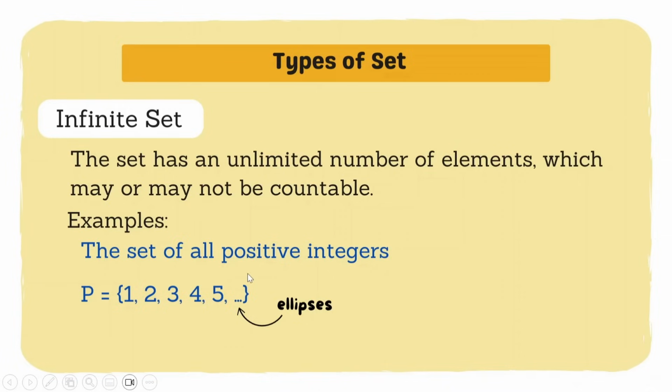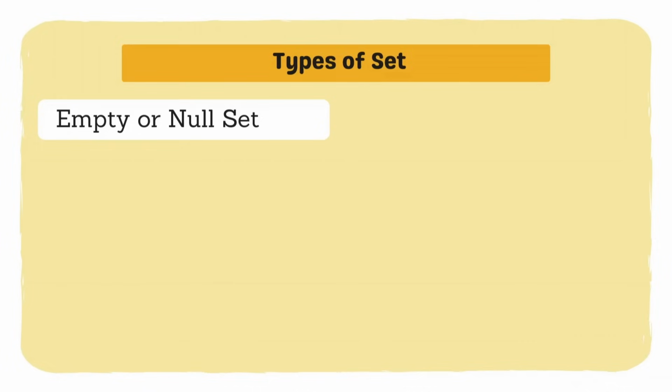Nabibilang ba natin lahat ng positive integers? Hindi po. Hanggang sa infinity na po yan. 1, 2, 3, 4, 5, 6, 7, and so on and so forth. What else? The set of stars in the sky. Nabibilang ba natin ang stars sa sky? Hindi po. Sa dinami-dami ng stars sa universe, hindi po natin yan mabibilang. So, infinite set po ang mga examples na ito.